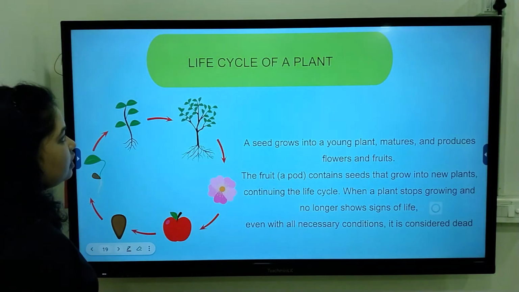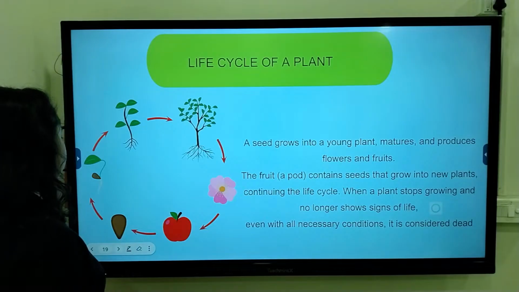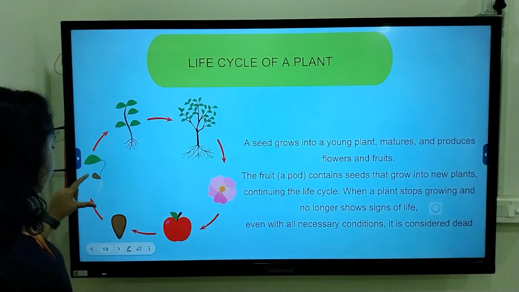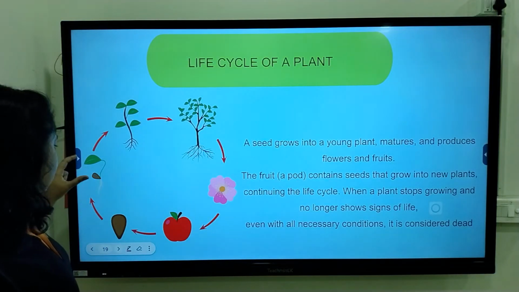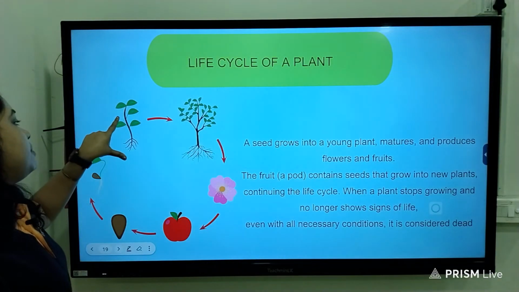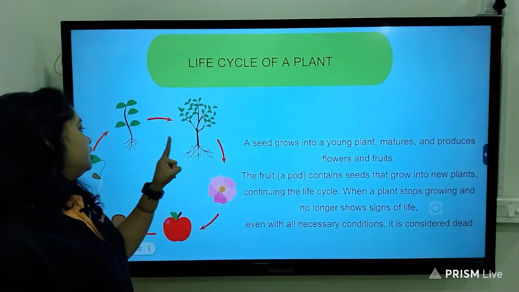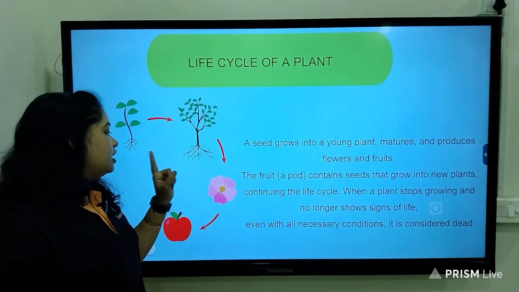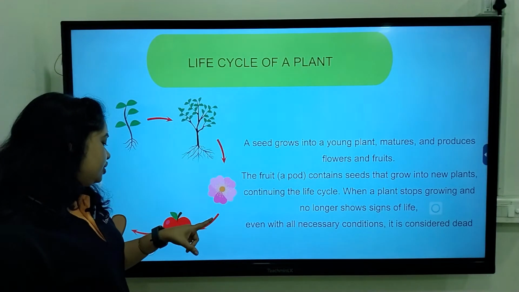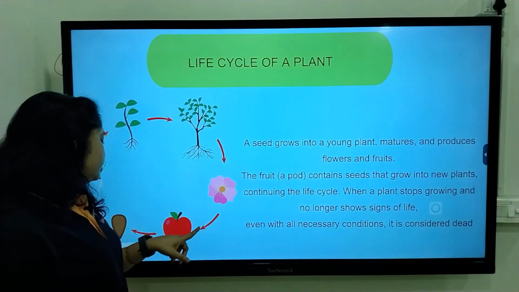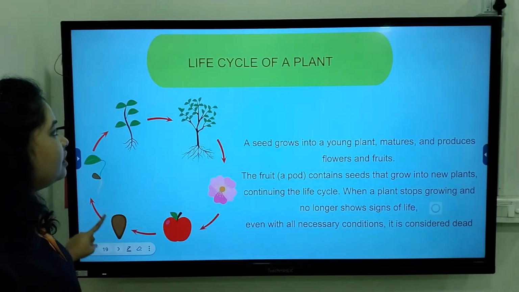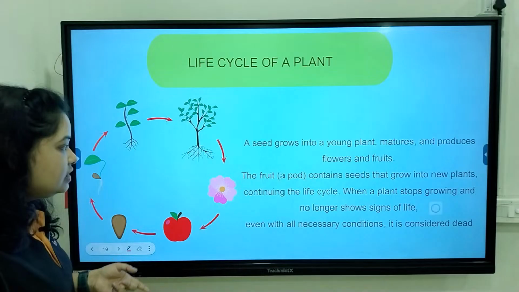Now this is the life cycle of a plant. First we can start with the seed. When the seed germinates it gives rise to the seedling. The seedling will grow and develop into a sapling, and finally it will grow into a mature plant. That plant will bear the flowers. The flowers will undergo fertilization, and then it will produce the fruits, and inside the fruit we again get the seed. So this is a cycle in which the life of a plant continues.